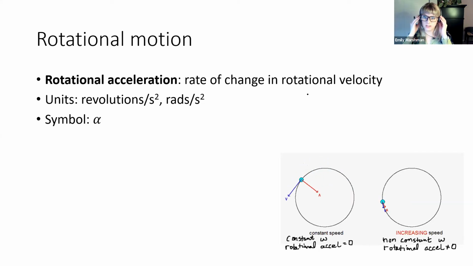Rotational acceleration is the rate of change in the object's rotational velocity. Change in rotational velocity over change in time. And so the units for that could be radians per second every second, or radians per second squared, revolutions per second squared, something like that. And the symbol that we will use for rotational acceleration is this funny looking A, or alpha.